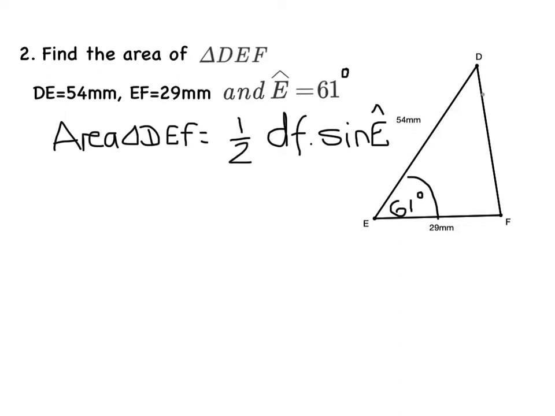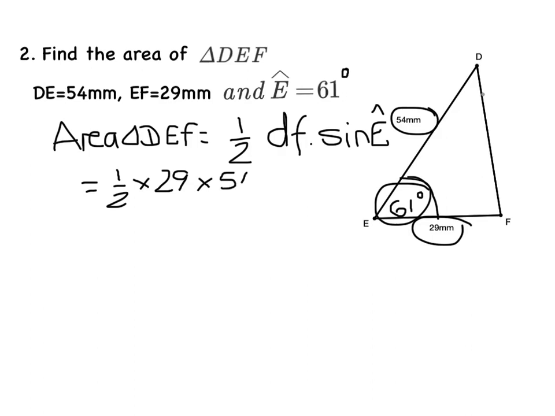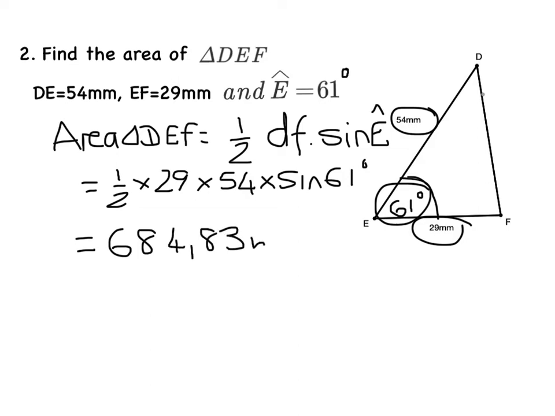But the formula is a half. So it's a half little d, little f, and sine E. Again, it's just straight substitution. So little d is 29 millimeters. Little f is 54 millimeters. Don't put the units in the middle of your calculation. It'll just confuse life. And it's sine 61 degrees. Again, plugging that straight into my calculator, 684,83, and because it's area, it's millimeters squared. Voila.